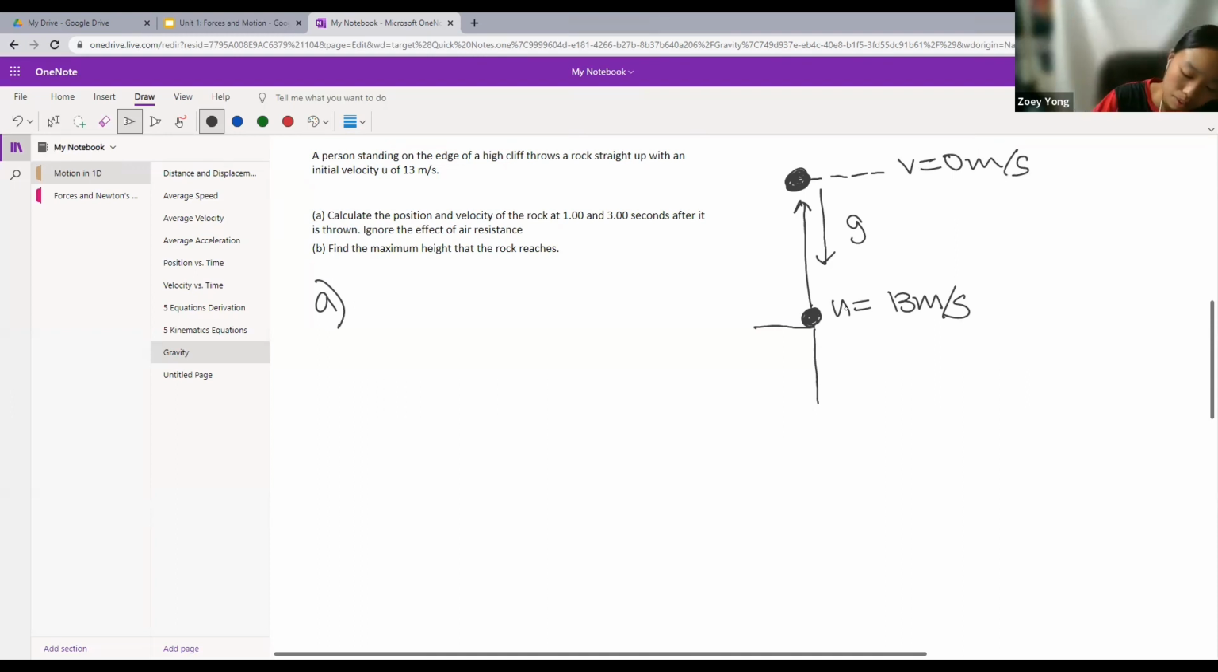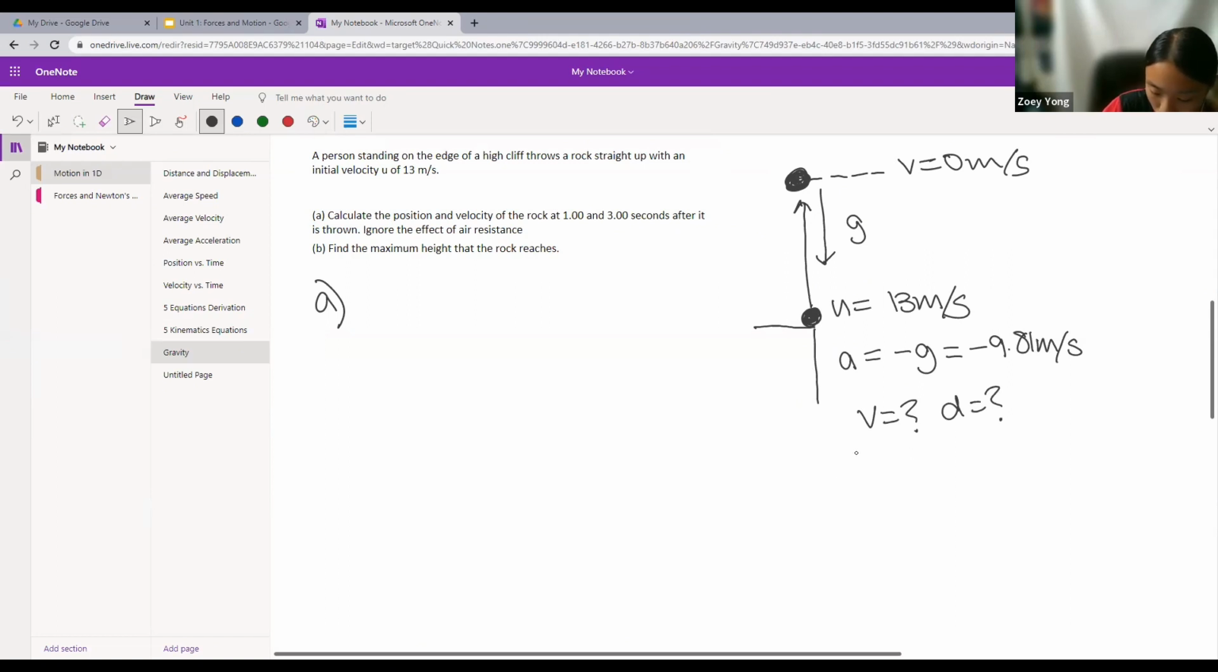We have this starting velocity and we have the acceleration, which is negative g, or negative 9.81 meters per second squared. And it's negative because it's acting in the opposite direction, right? Because the rock is going this way, but acceleration is going down. We have those two values, and then we also are given time, and they want the position and velocity. I want to find V, and we want to find basically D.